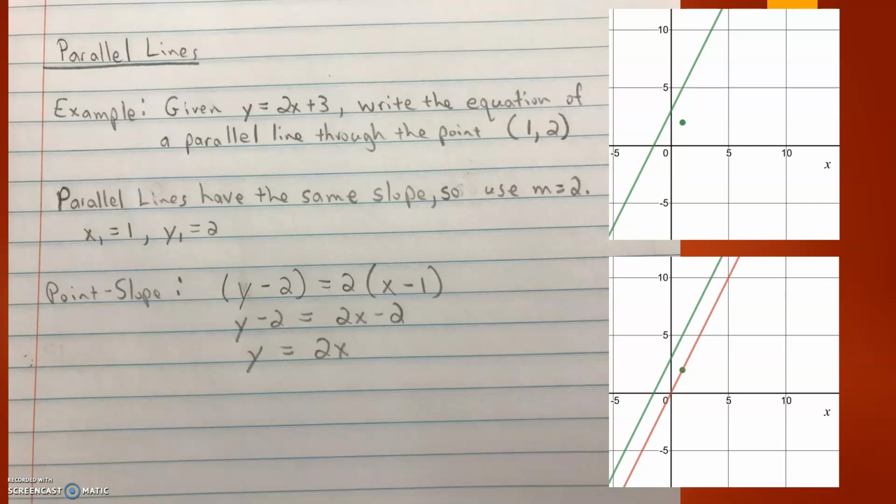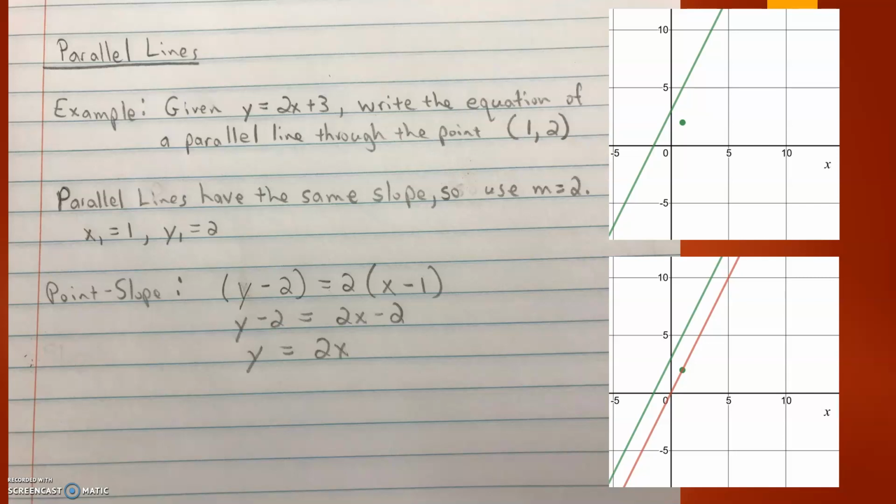Now we also want to go through the point (1, 2), so x1 would be 1 and y1 would be 2. So we're going to use the point-slope formula, and on the left we'll have y minus 2, and that'll be equal to, on the right-hand side, 2 times the quantity of x minus 1. Okay, clean that up, isolate, we get y equals 2x. There's no y-intercept there, so it means the y-intercept is 0.